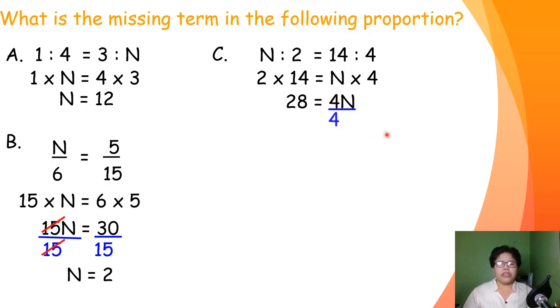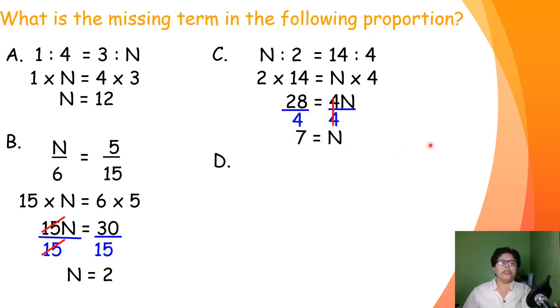And, tatanggalin natin yung 4 na katabi ng n. Kaya, divide natin ito by 4. Divide natin by 4. So, cancel na ito. Yan. N na lang ang matira dito sa kanan, di ba? And then, 28 divided by 4 is just 7. So, 7 now is equal to n, or n is equal to 7. Okay? Pwede mo naman sabihin n equals 7 na.